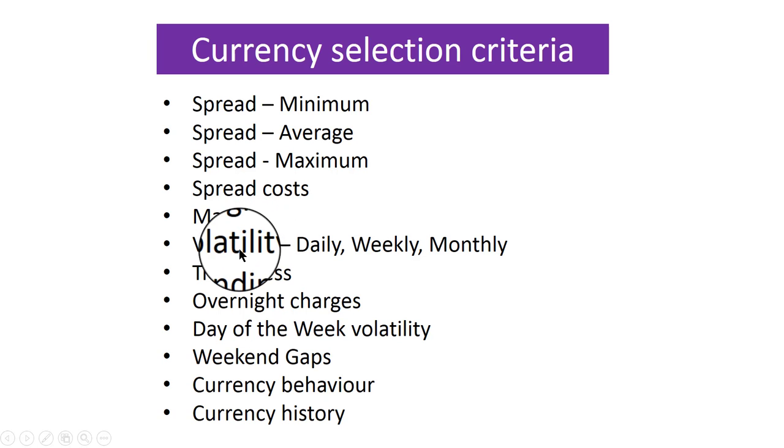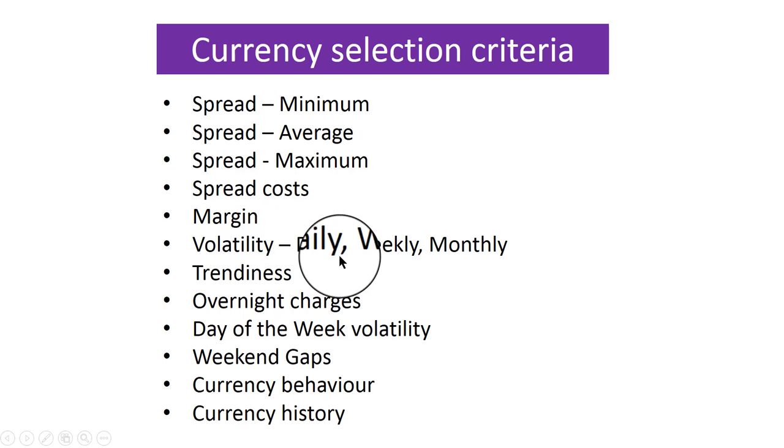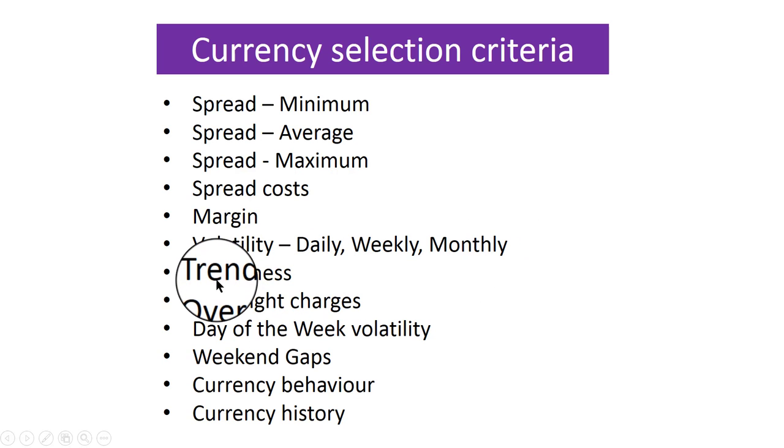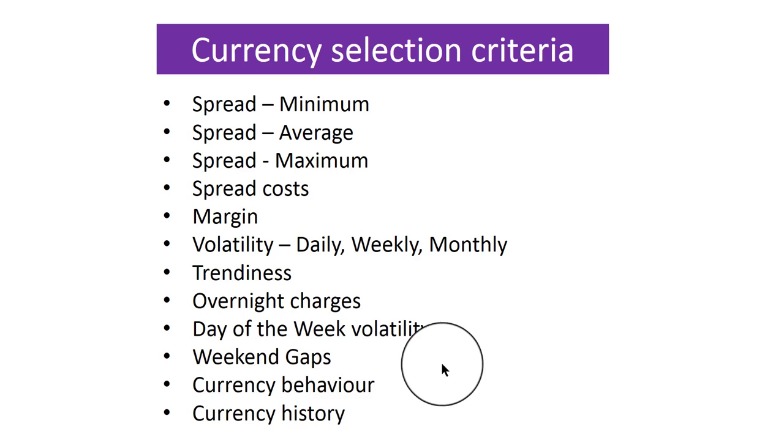We could look at margins. We could look at the volatility on a daily, weekly, and monthly basis. You can look at the trendiness of a currency. You can look at the overnight charges charged by the broker when you have a deal that runs a few days. You could look at the day of the week volatility, when to trade the particular currency on a scalping or a swing trading basis. You can look at the weekend gaps, which currencies are the best for trading weekend gaps. You can look at the currency behavior, the correlation, those kind of things, and you can look at the currency history on the charts to see what kind of movements, what part of price action the particular currency likes.